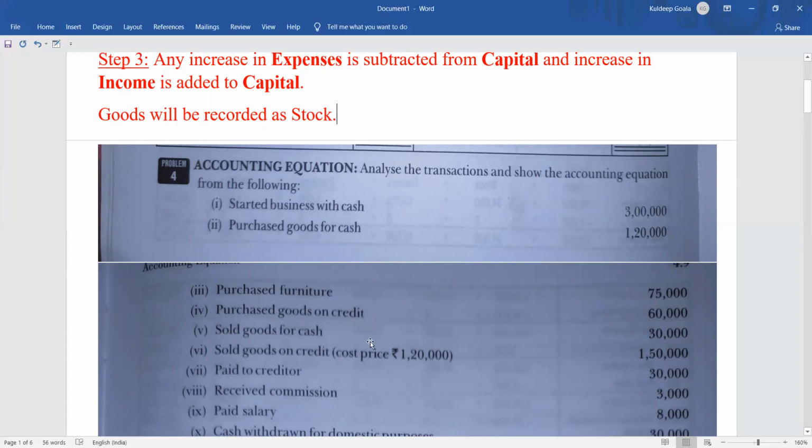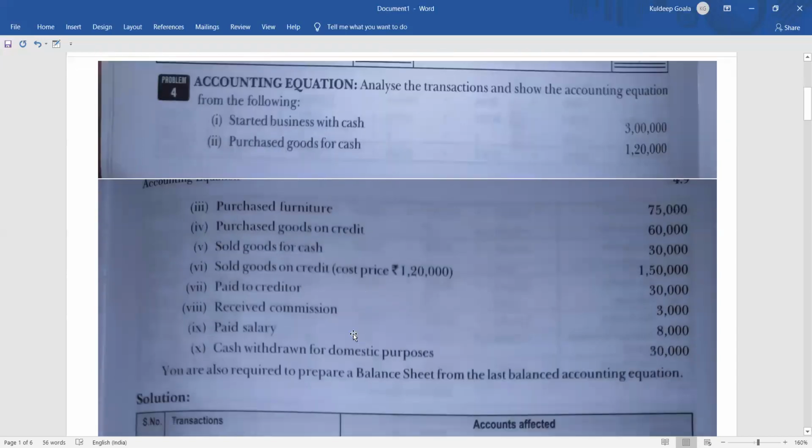So sold goods for cash. Again goods is there, so stock we have already made, so no need. Cash already we have made, so no need to make an additional column. We are finding out how many columns in the format we have to make. That is our first thing. Then sold goods on credit, and the cost of the goods was 1,20,000. It was sold at 1,50,000. What is this? I will explain you later.